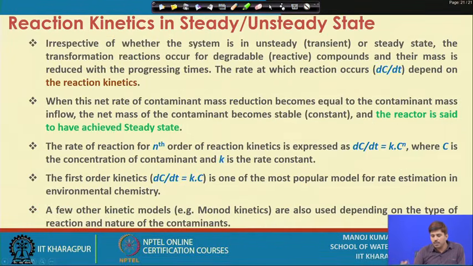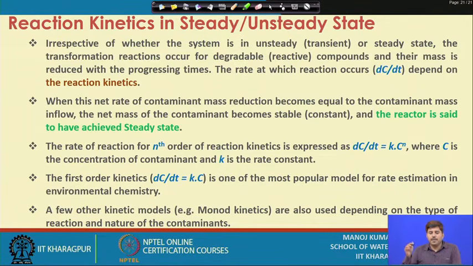Now, if you look at the reaction kinetics, in both steady and unsteady cases, irrespective of whether your system is in steady state or unsteady state, the transformation reactions occur for degradable or reactive compounds. If it is a conservative compound, that term dC/dt due to reaction is anyway 0, but if it is a reactive compound, then dC/dt due to reaction, or the rate of change of mass dm/dt due to reaction, will always be valid.